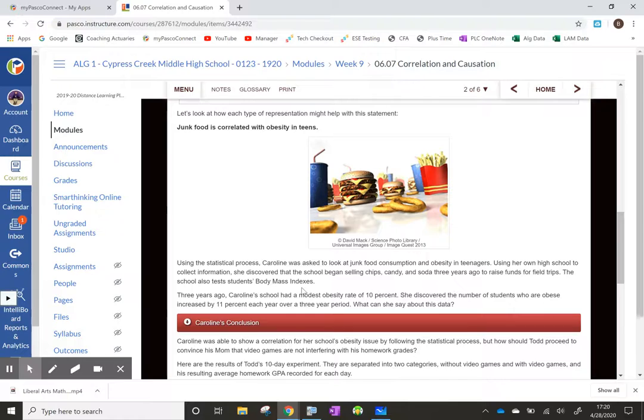Another thing we want to see if there's a correlation between is maybe junk food and obesity with teens. So you can use your statistical process to see if junk food causes obesity or not, to see if there's a correlation and if there's a causation between them. Three years ago, Carolyn's school had a modest obesity rate of 10%. So 10% of the students were obese. She discovered the number of students who are obese increased by 11% each year over a 3-year period. So she's noticing an increase.